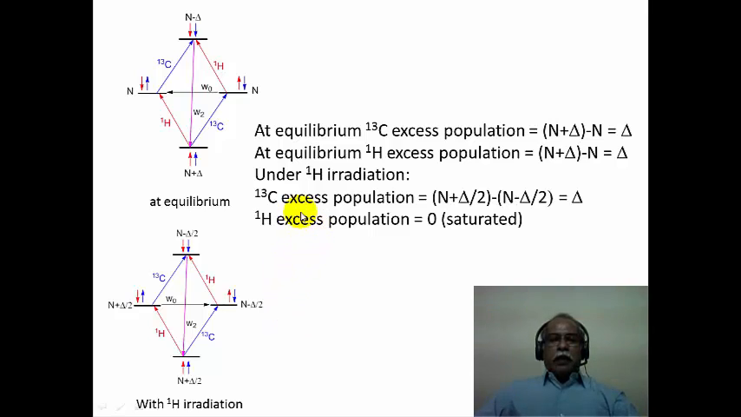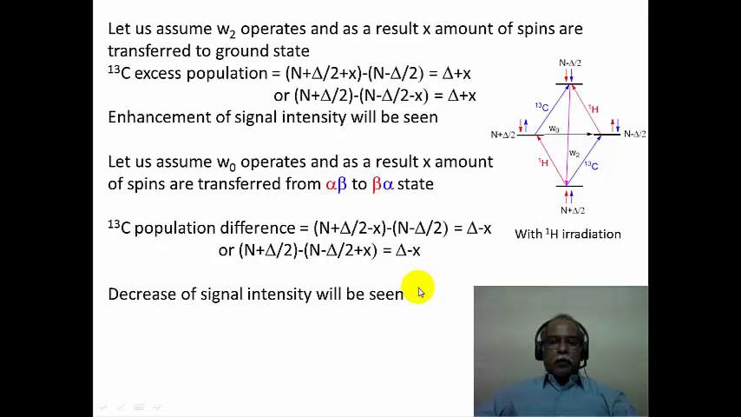Now in the presence of the proton irradiation, if you look at the carbon 13 excess population, this would be the difference between this level and this level, which again corresponds to delta. We look at the difference between these two levels, because it is saturated, the excess population of the proton will be 0 because of the saturation that we talked about.